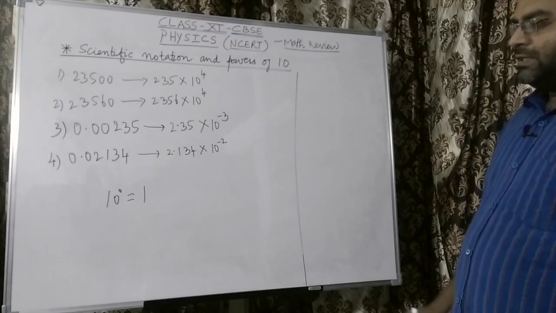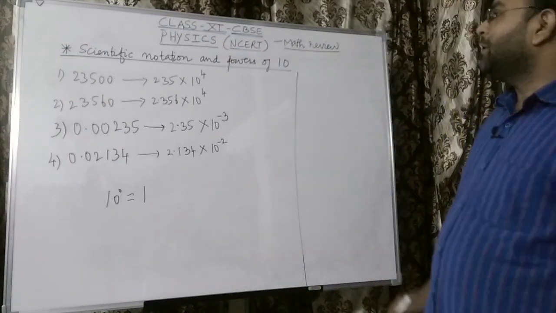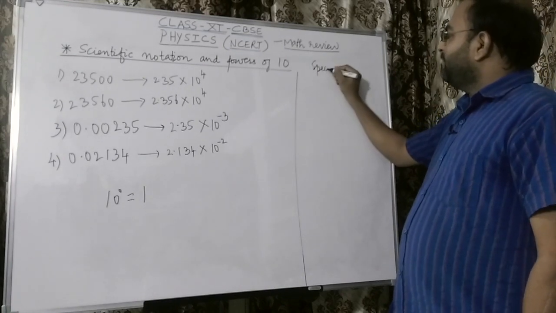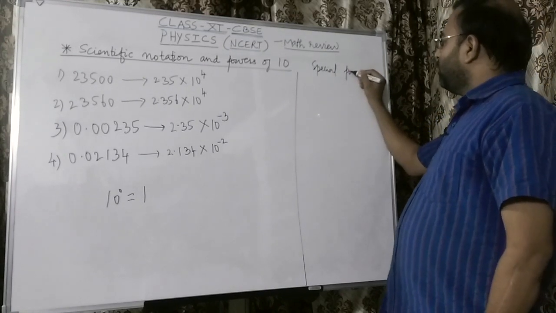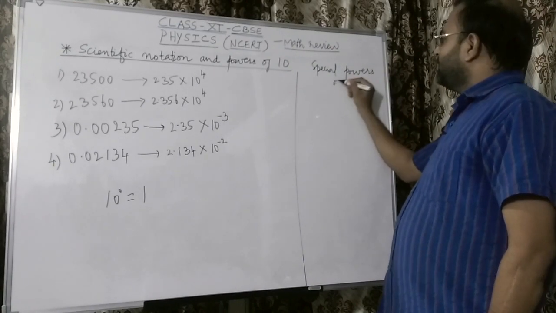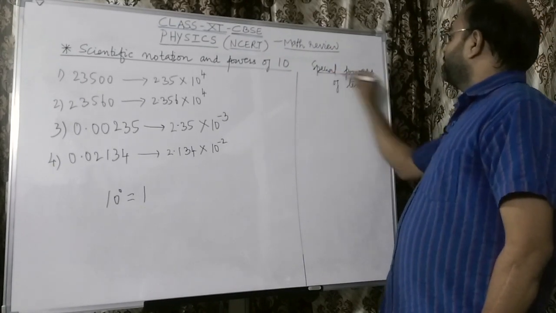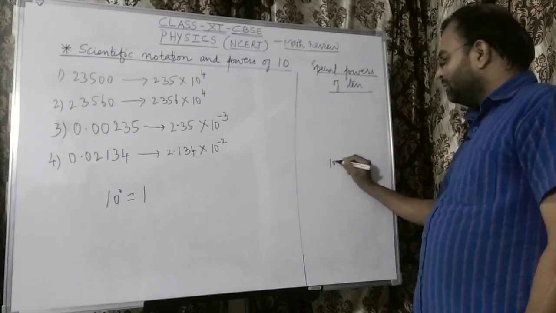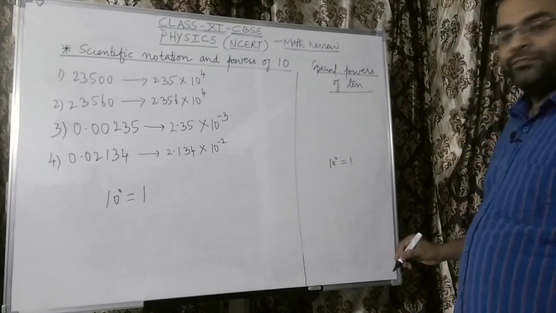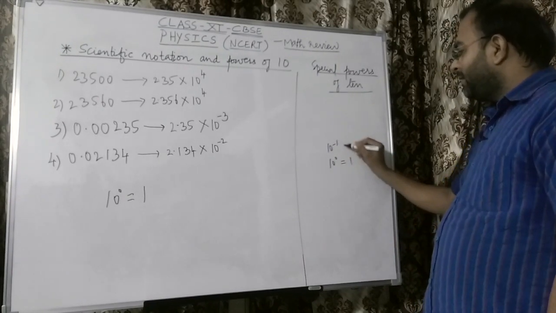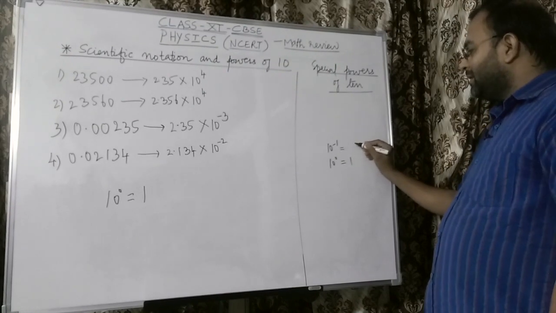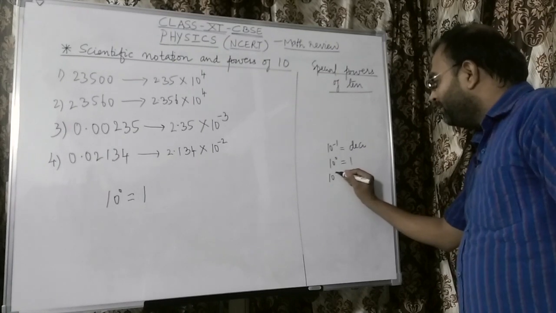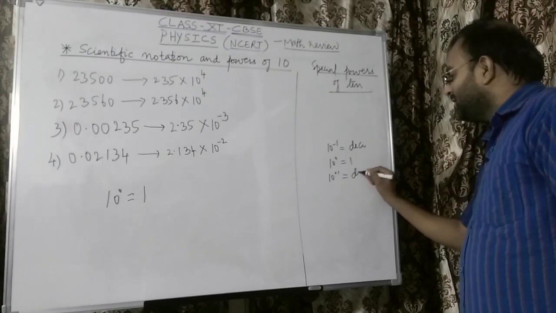Right. Now this is not a very significant piece of information, but what is very important is there are some special powers of 10 which we should remember while doing physics. What are those special powers of 10 that we should remember? Let us start from again 10 power 0. 10 power 0 is 1. 10 power minus 1 is called deci. 10 power plus 1 is called deca.